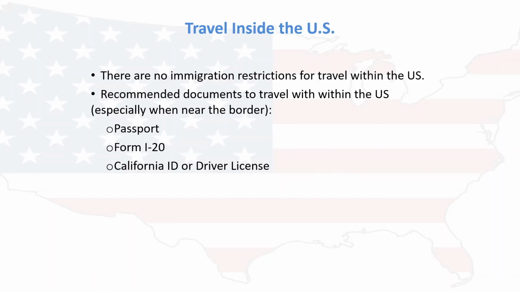Travel. Travel inside the U.S. There are no immigration restrictions for travel within the U.S. Recommended documents to travel with within the U.S., especially when near the border: passport, Form I-20, and California ID or driver's license if you have one.